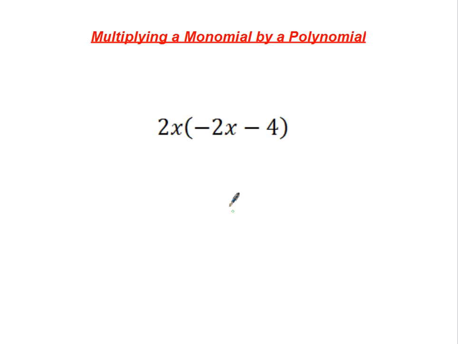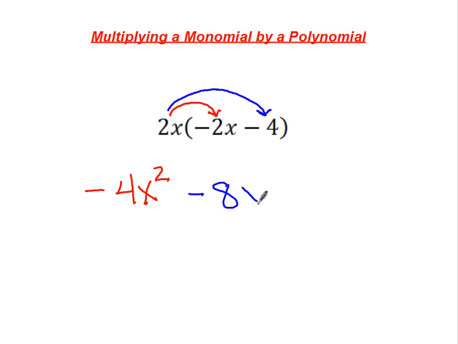Now, if you're distributing a monomial that happens to have a variable, remember you're going to multiply the coefficients and then add the exponents of the variables. So for example, I have 2x times negative 2x. 2 times negative 2 is negative 4, and x times x is x squared. Then you're going to take 2x times negative 4, so 2 times negative 4 is negative 8, and we still have that x as part of our original term. So our product is negative 4x squared minus 8x.